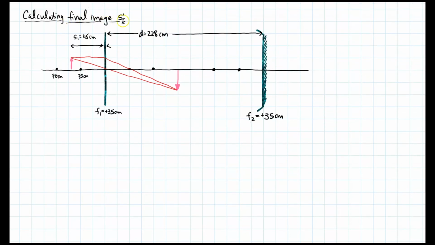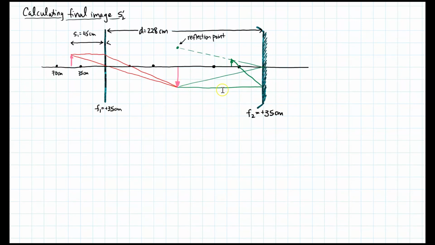Calculating final image S2 prime. So I now have a converging mirror. It's 228 centimeters away from the lens, and it has a positive focal length of 35 centimeters. When I look at this, the radius of 70 is at the 2F point, and this object is going to be outside of it. So when I draw the ray diagram for this image, it's going to look as follows.